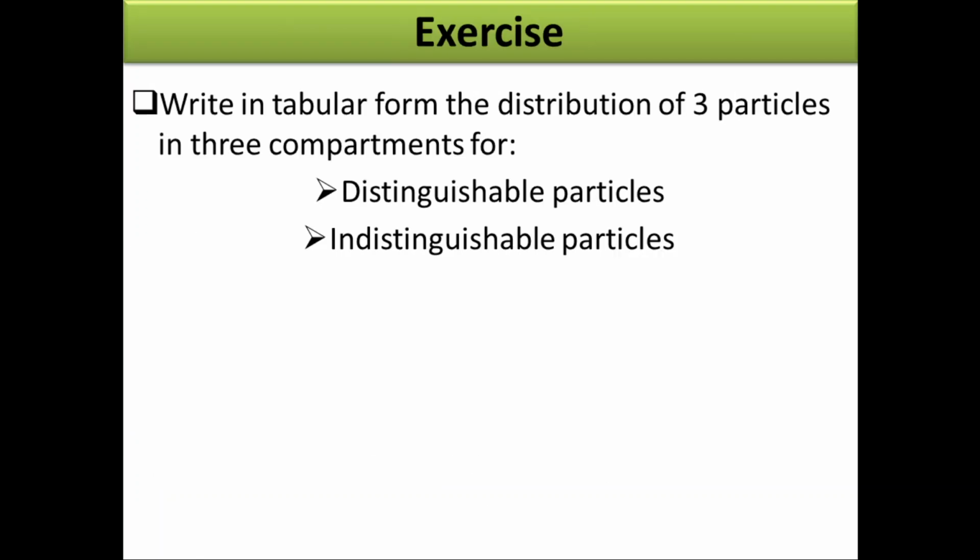Now dear students, I have given you an exercise in this lecture. Write in tabular form the distribution of 3 particles in 3 compartments for distinguishable as well as indistinguishable particles. Write down the table in a similar way as we have distributed 2 particles in 2 compartments, 3 particles in 2 compartments, and also 4 particles in 2 compartments, for distinguishable as well as indistinguishable particles. In a similar way you can also distribute 3 particles in 3 compartments. So this is your exercise. Complete your exercise, and if you have any problems, kindly let me know.